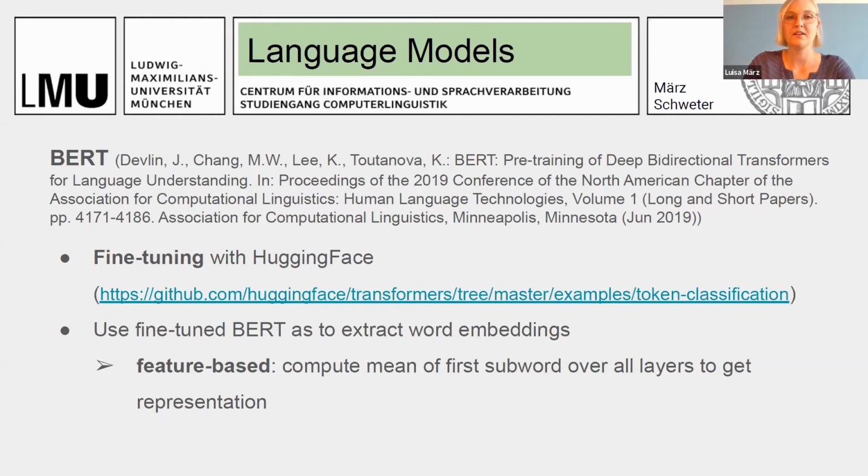What we did here was that we fine-tuned BERT in the first place with the Hugging Face library on the HIPE data. And then we extracted transformer-based word embeddings from BERT via the FLAIR library and used this feature-based approach. What does that mean? We take for every token the first subword and compute the mean over all BERT layers to get a representation for that token.